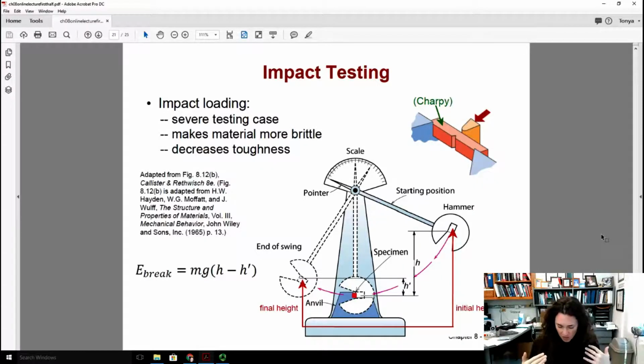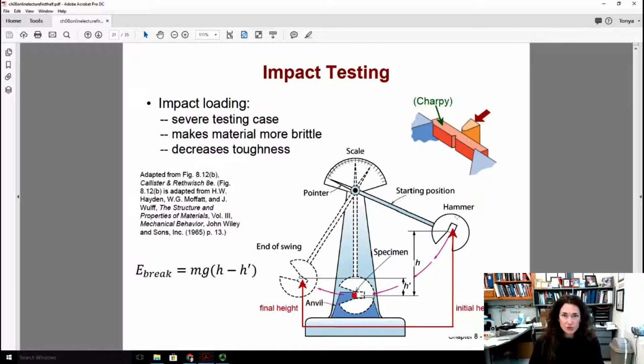Now, one common test in the United States is the Charpy V-notch test, and that's what's shown here. You can see that you have a bar of a material, and in that material you've created a defect in the form of a V-shaped notch, okay? And then what you do is you apply a stress right at that notch and see how much energy it takes to break it.